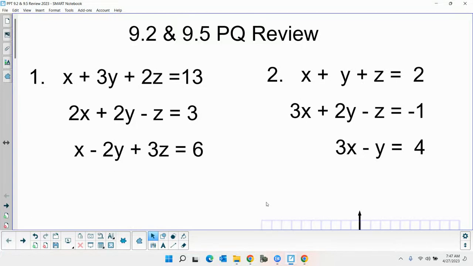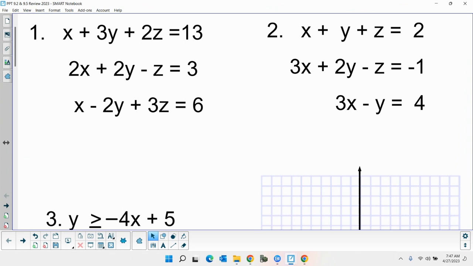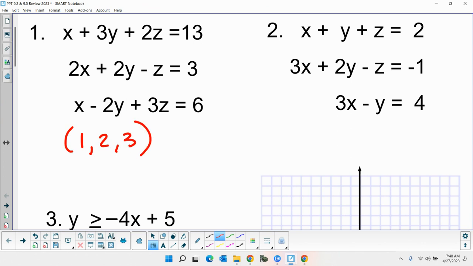All right. So, number one here, we need to use matrices for both of these, 1 and 2. Let's go ahead and do 2, just because it's got a little twist. What was number 1? 1, 2, 3, wasn't it? Okay. So this answer was 1, 2, 3. But let's go through the process on number 2.